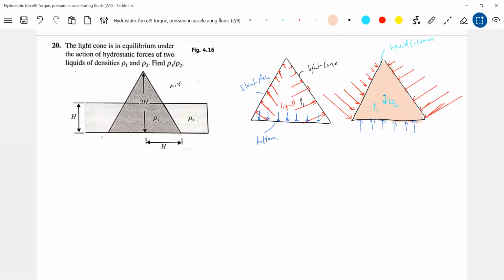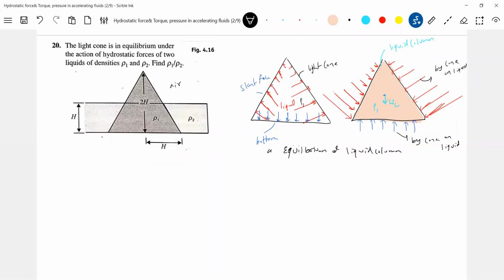So on the liquid column, I'll write the force by the cone on the liquid. At equilibrium of the liquid column, what are the forces that are acting?